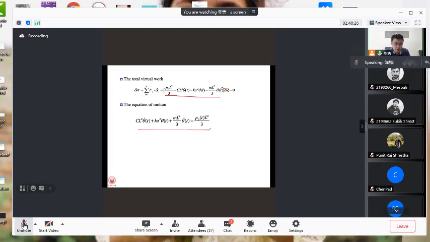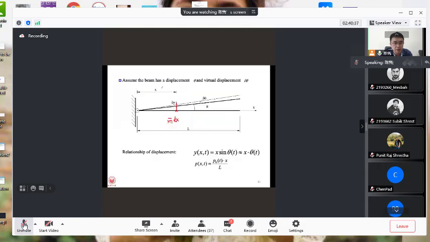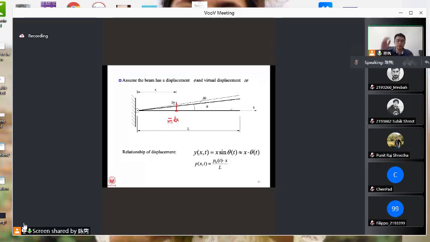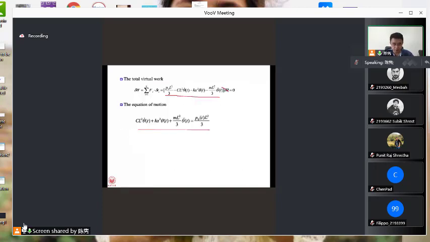So this is how we use the virtual work idea to derive the equation of motion. And as I mentioned, you can use different ways. You can use the moment balance about this point, because your external force makes this bar rotate in this direction, and the inertia force, the restoring force and the damping force make it rotate in the other direction. So they should be balanced at this point. You can also derive the equation of motion like this, if you like, after the course.